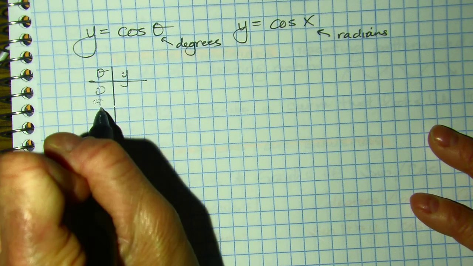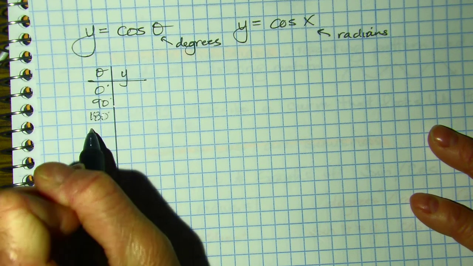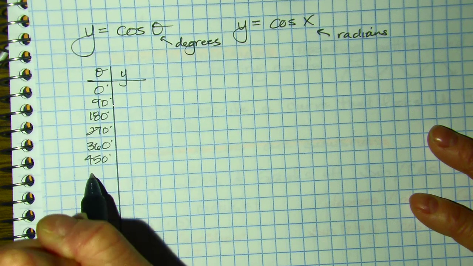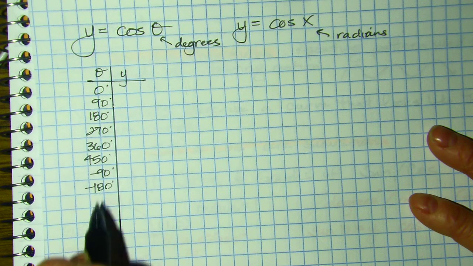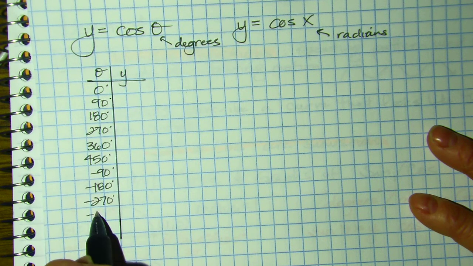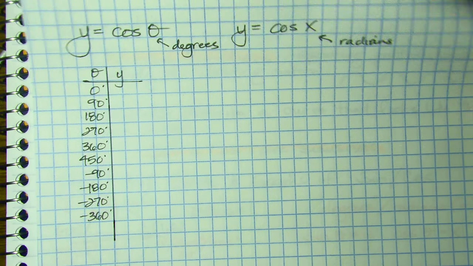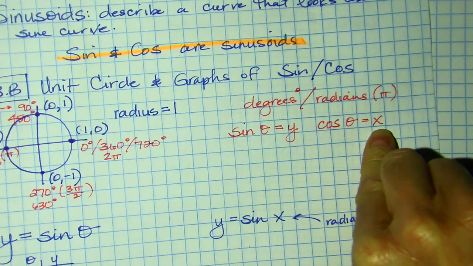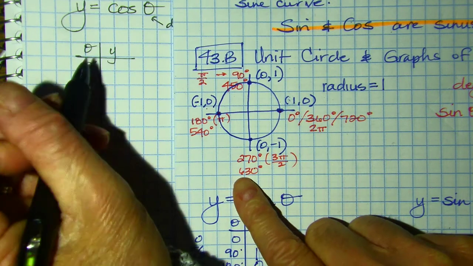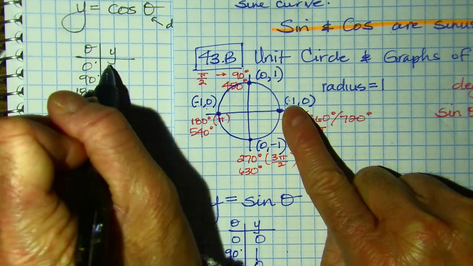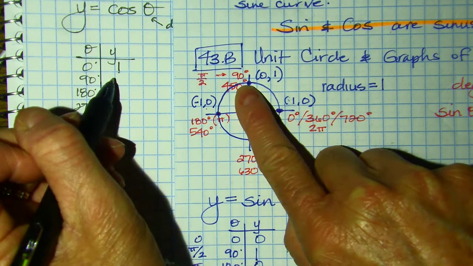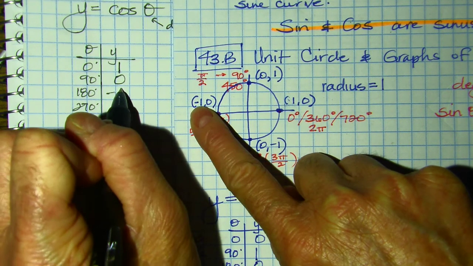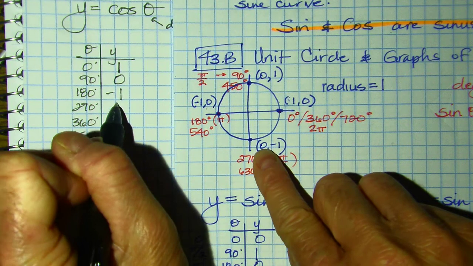So 0, 90, 180, 270, 360 if you want to go all the way to 450. And then I'm going to do the negative. Negative 90, negative 180, negative 270, negative 360. Now, I know that the cosine of theta equals my x value. So we're going to fill out this table using our unit circle. So when I'm at 0 degrees, x is 1. When I'm at 90 degrees, my x value is 0. When I'm at 180 degrees, my x value is negative 1. At 270, the x value is 0.